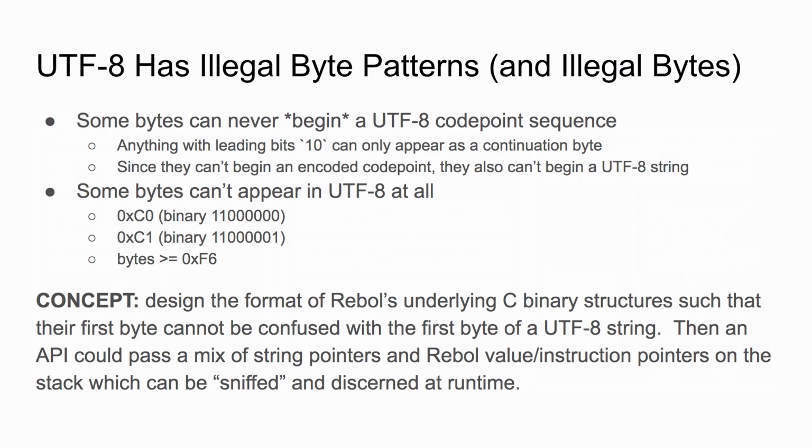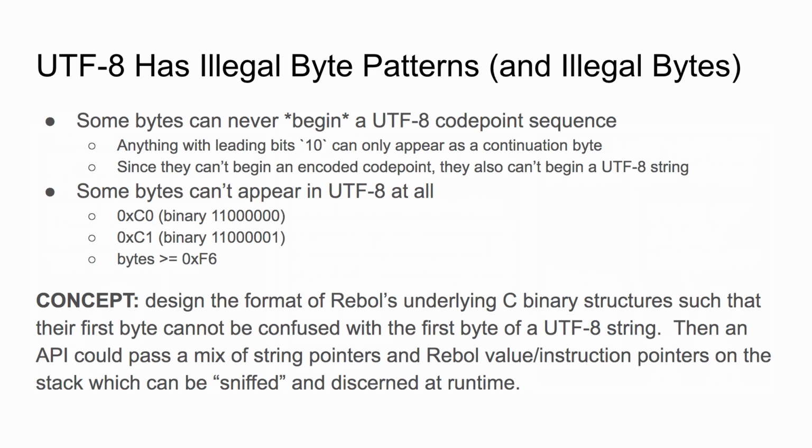Okay, so I'm going to go straight to the point, which is about how UTF-8 is used to discern a UTF-8 string from a cell or a series. The way UTF-8 works, there are some bytes that can never begin a UTF-8 code point sequence. So if you're at the beginning of a string, you would never see a UTF-8 string that began with the leading bits 1, 0. Those are only continuation bytes. And since that can't begin an encoded code point, they also can't begin a UTF-8 string. And there are a couple of bytes that can't appear in UTF-8 at all, C0 and C1, as well as any bytes greater than F6.